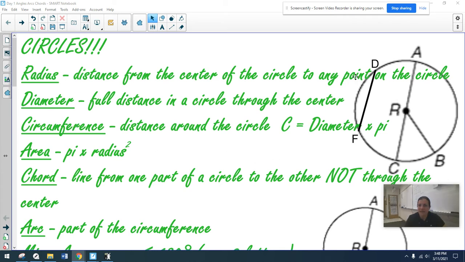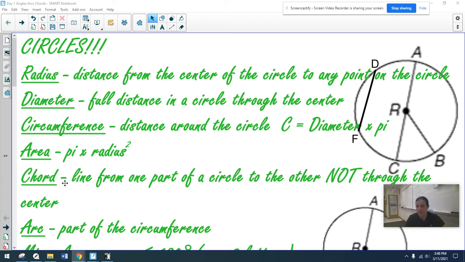Circumference, that's the distance around the circle. So usually we do distance of a segment. Well, this is distance around the circle. It has its own formula. So circumference is diameter times pi. Some of you guys have heard pi r times 2, whatever. It's the same thing. So I just like to say diameter pi. I threw this one in here just because we're on circles, and you might see area, which is pi r squared. So pi times radius squared.